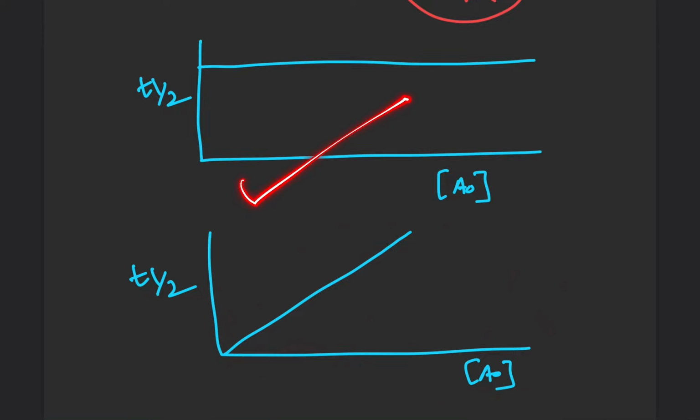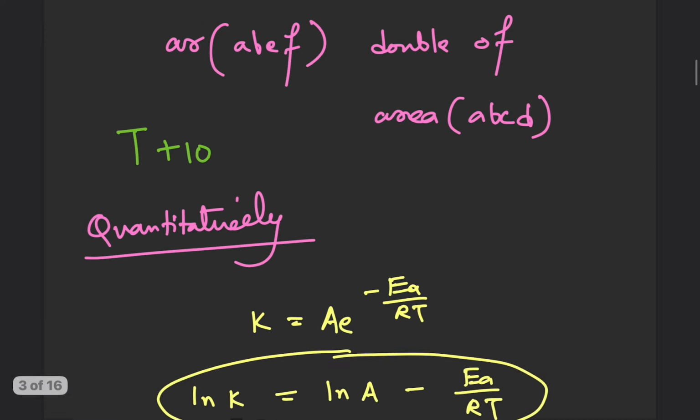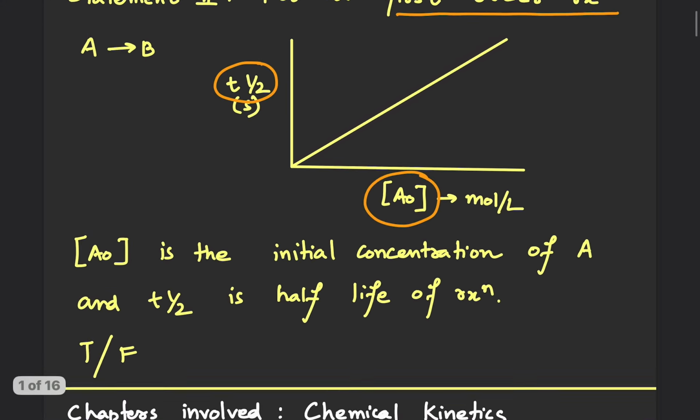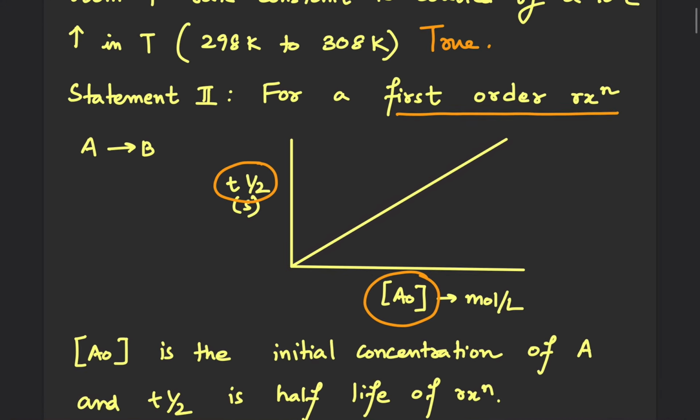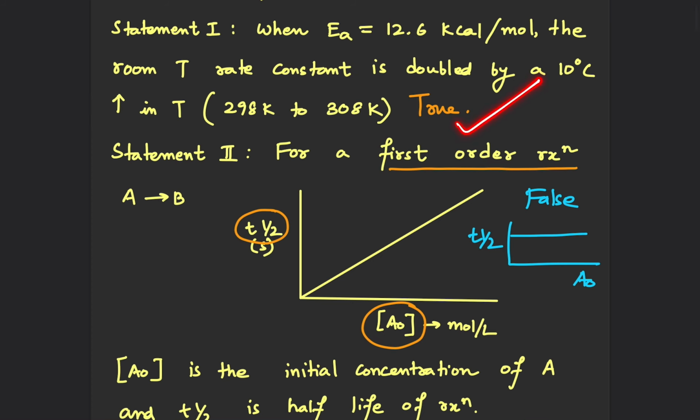This should be the actual curve between T half and A naught. So therefore statement 2 is incorrect, okay? So statement 2 is false. Instead it should look something like this. Okay, so therefore the correct answer will be statement 1 is true and statement 2 is false. Okay, thank you.